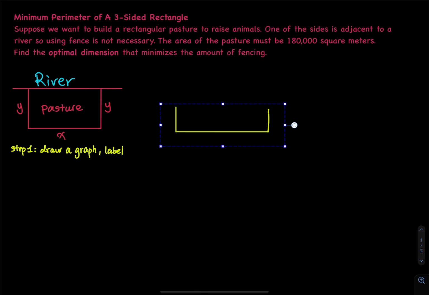All right, let's erase this. Now we have a picture. By the way, when you solve an optimization problem, it is your responsibility to draw a picture. 95% of the time, the problem won't provide a picture to you. You have to draw your own picture. That is your job. Step 1 is draw a picture. And then what is step 2? Steps 2 and 3 you have to do simultaneously.